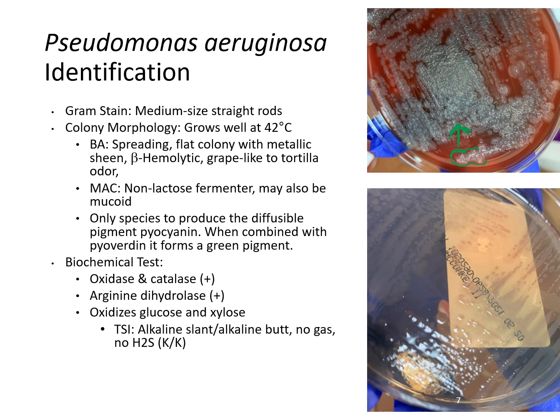One thing that's very notable: when you remove the top off the plate to look at these organisms, they have a grape-like odor to them, so it's very distinctive. It helps you identify it. They are non-lactose fermenters on the MacConkey agar. And sometimes you can have those mucoid species, especially that's seen with cystic fibrosis patients.